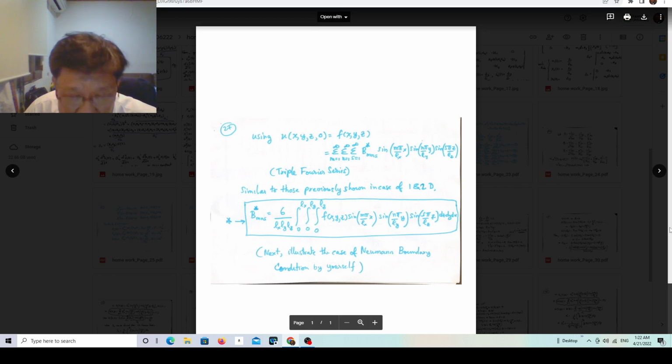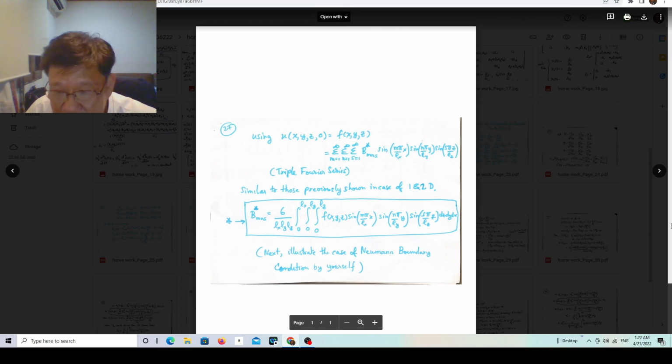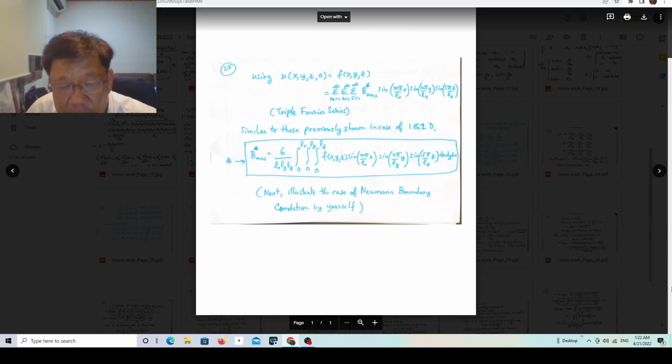Just in a slightly different form, because the sine and cosine functions are probably not going to look the same, because this is a heat equation, which is slightly different from the wave equation.